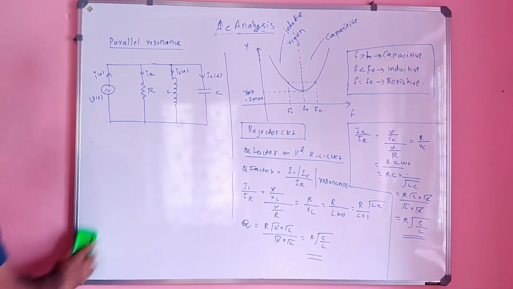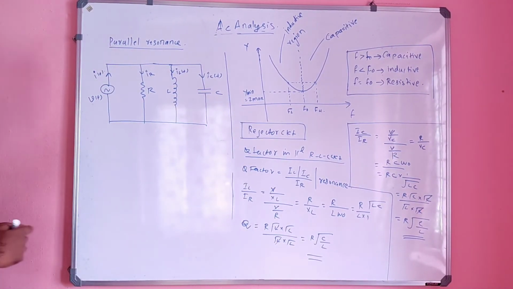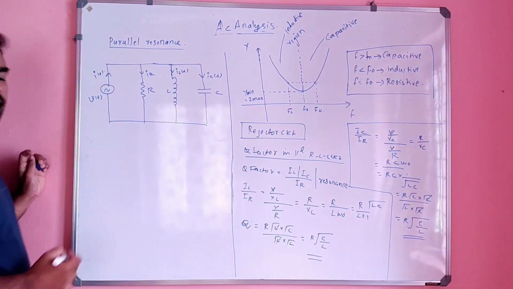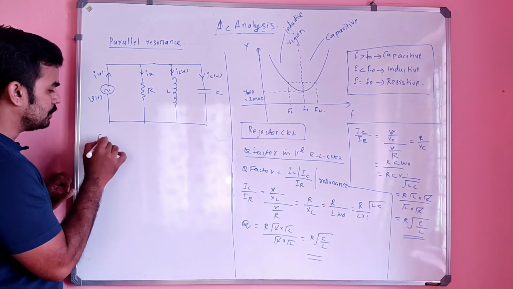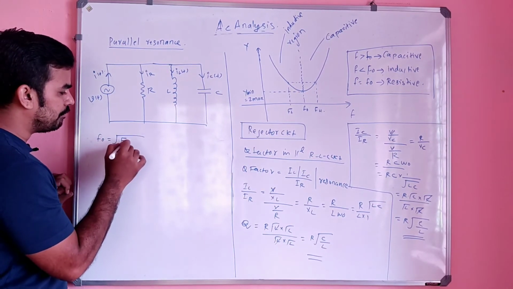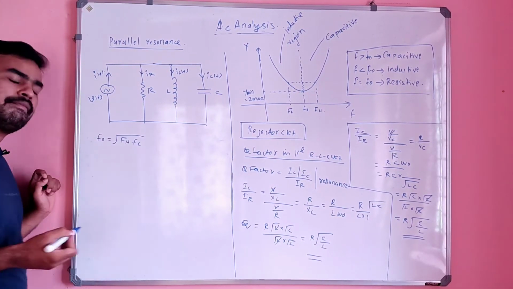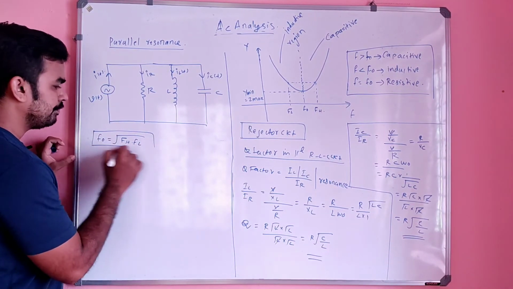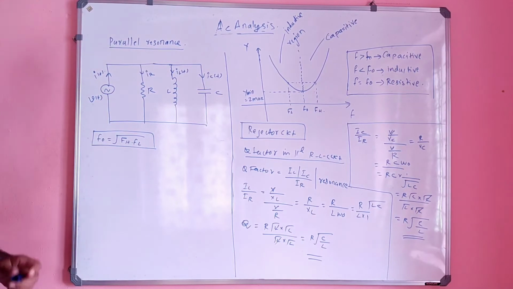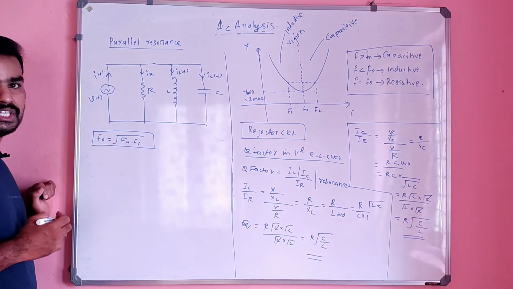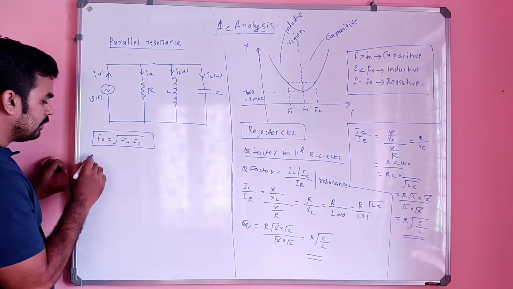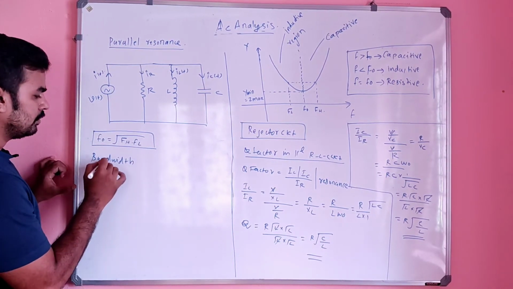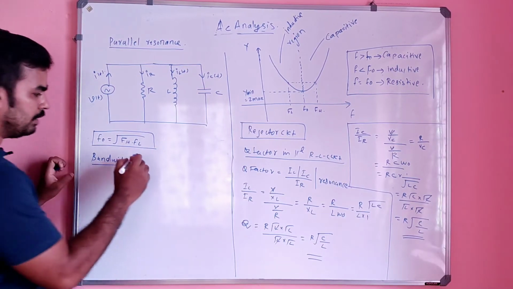And here also, there is a relationship between bandwidth and frequency. F0 equal to root of Fh into Fl. In any series and parallel circuit, you can apply this equation. This equation is also very, very important. F0 equal to root of Fh into Fl. Okay, and let's discuss a term called bandwidth now, bandwidth or BW.